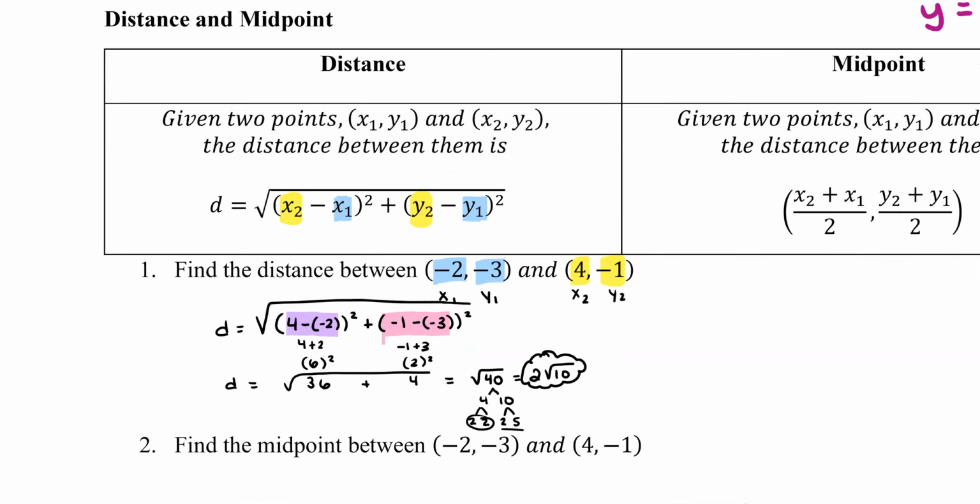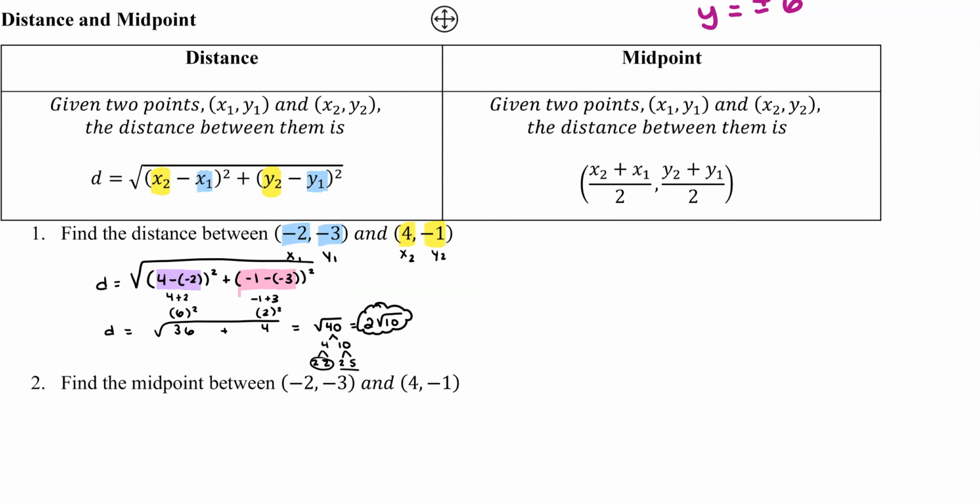Now midpoint is a location, which means it's going to be a coordinate. So if you want to find the midpoint between 2 points, again, we're going to label them (x1, y1) and (x2, y2). Then the midpoint between them is (x2 plus x1) over 2, (y2 plus y1) over 2. So we're basically taking the average of the x's and the average of the y's.